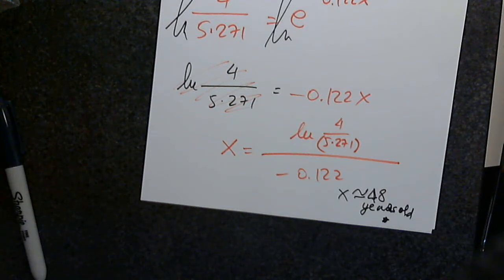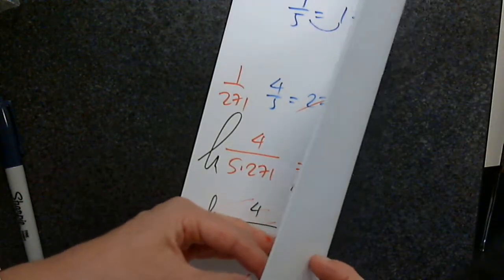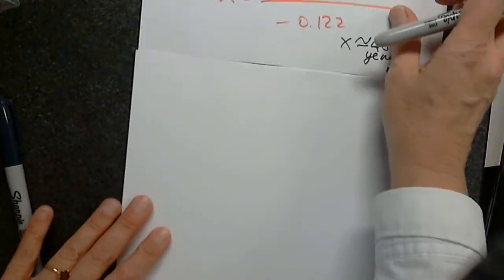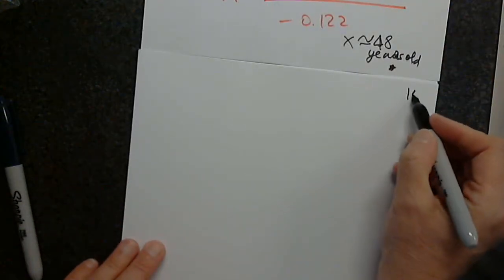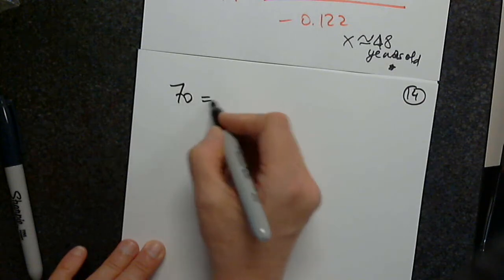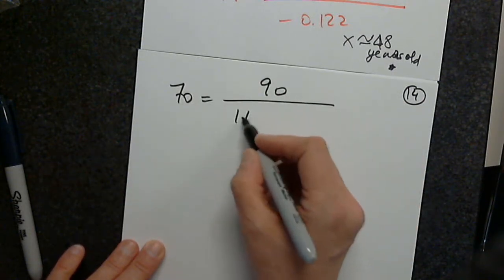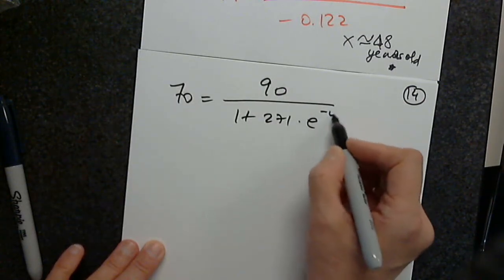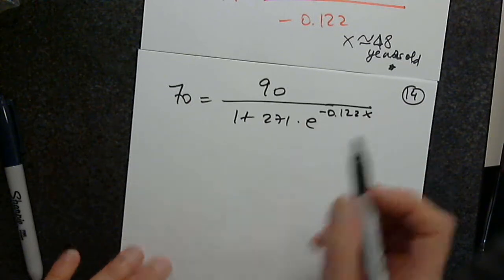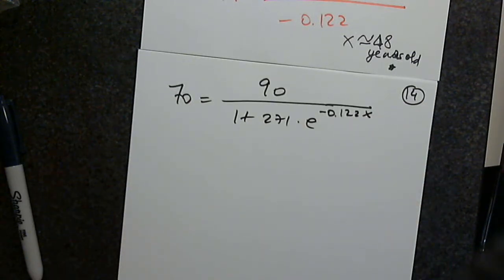Okay, final question on this problem. At what age is the percentage of some coronary heart disease 70%? Correct. And I think it's a good practice. I'll give you 2 minutes to reproduce this. So we want 70 equals 90 over 1 plus 271 times e to negative 0.122x. So let's work on this for 2 minutes, and I'll take attendance in the meantime.